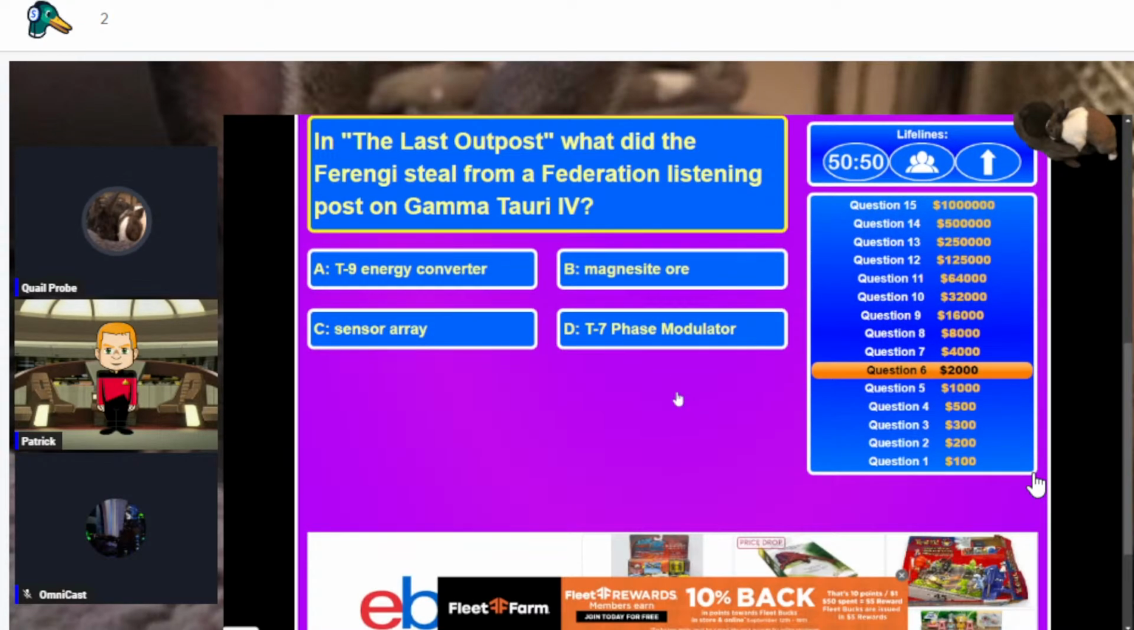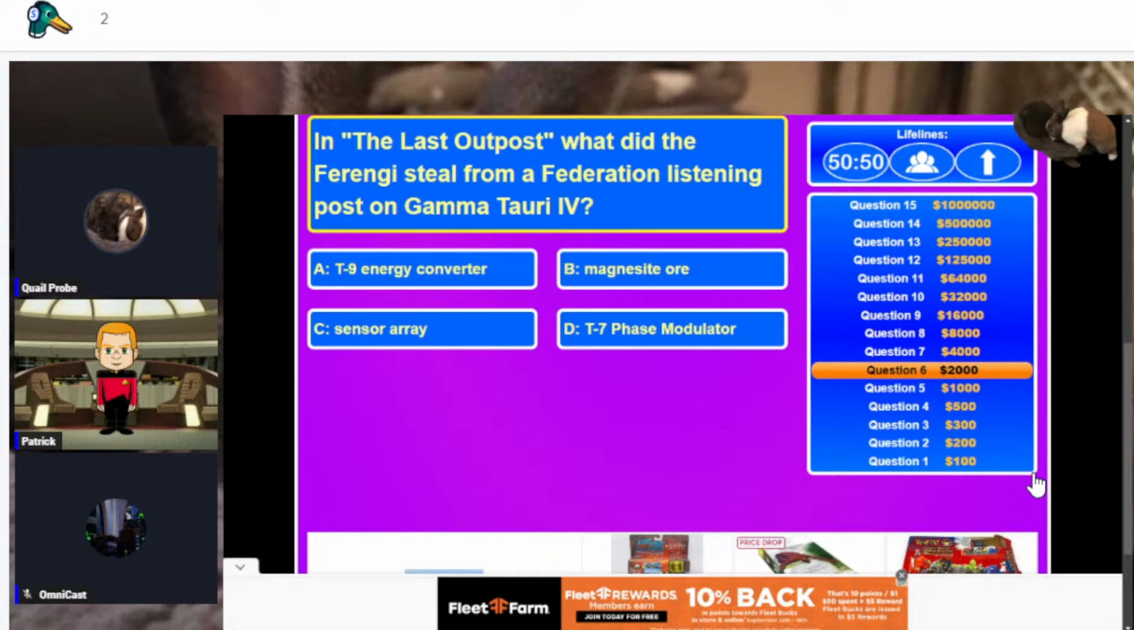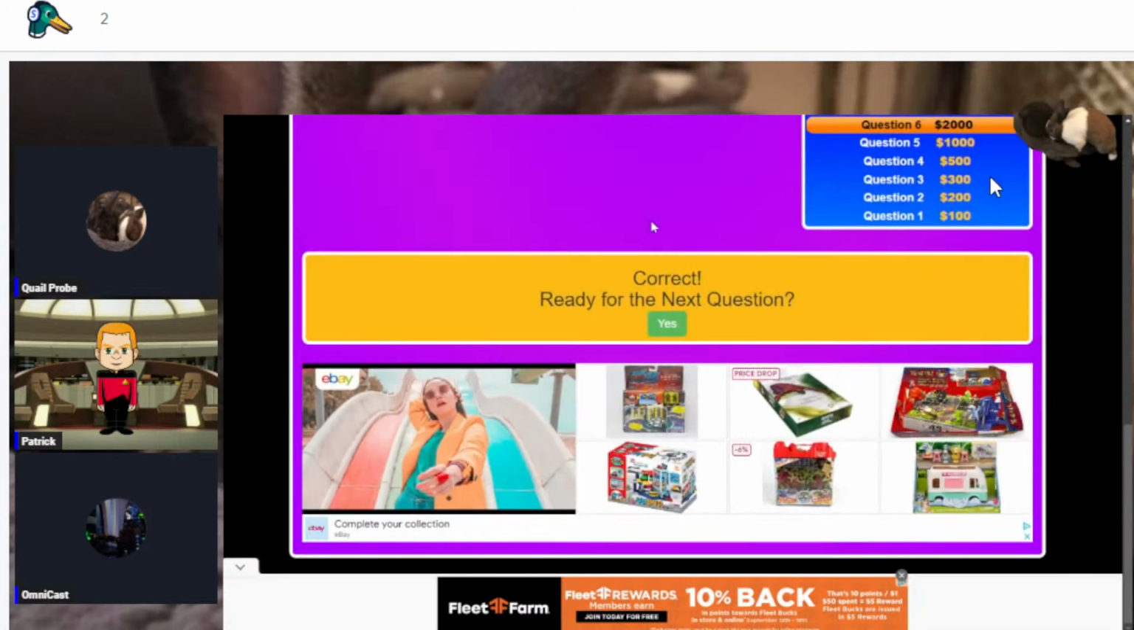And Omni is out of lifelines at the 2,000 point question. If he loses this, he falls back to 1,000. I voted for 34, but most likely that was Thomas. In the last outpost, what did the Ferengi steal from a Federation listening post on Gamatari 4? A, a T9 energy converter, B, magnesite ore, C, a sensor array, or D, a T7 phase modulator? T9 energy converter. Final answer. Is correct.